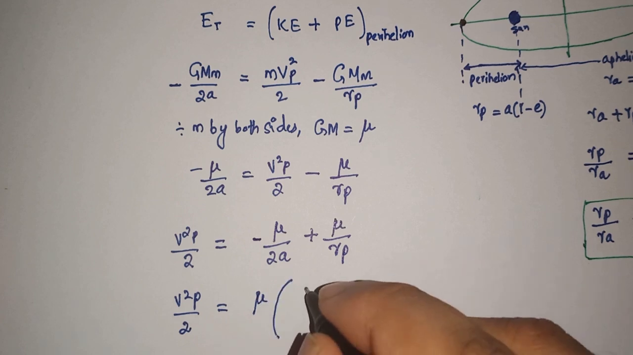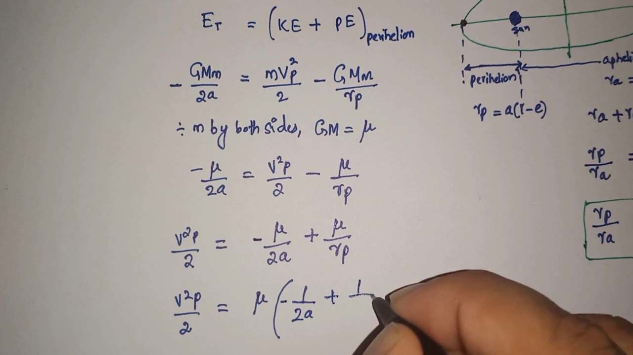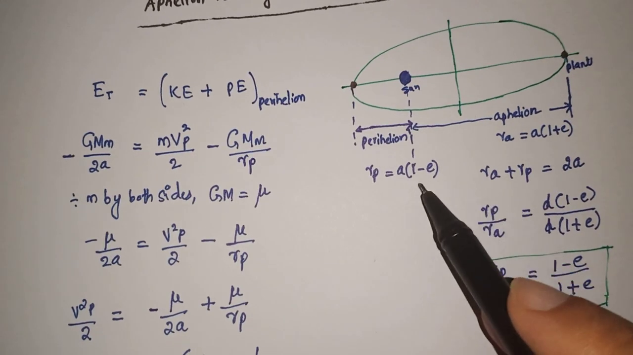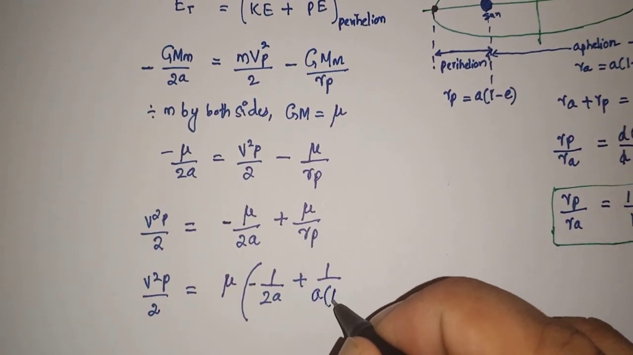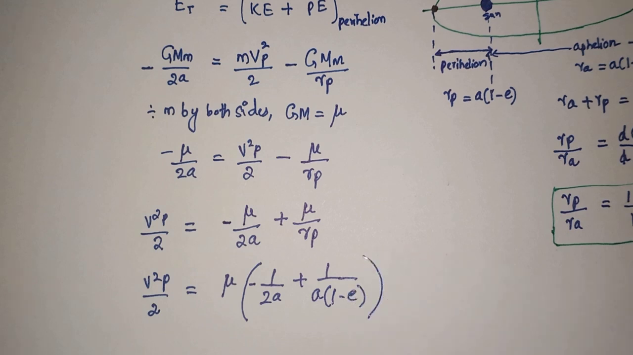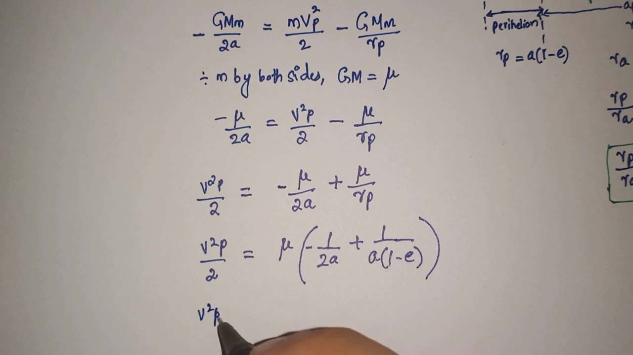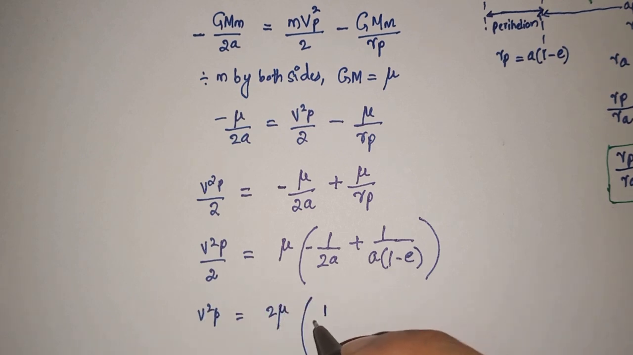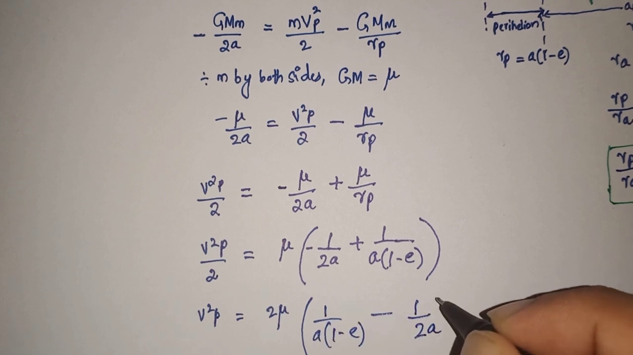Now you have v_p squared divided by 2 equal to, taking mu common, minus 1 by 2a plus 1 by rp. Here you should be careful: your rp is a into (1 minus e). You can directly substitute that term instead of rewriting it, so go with a into (1 minus e). Perfect. Now you take the 2 to this side, and you get v_p squared equal to 2 mu into (1 by a(1 minus e) minus 1 by 2a).